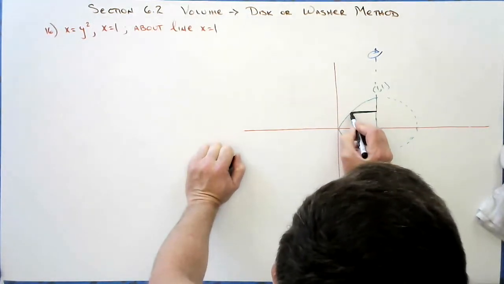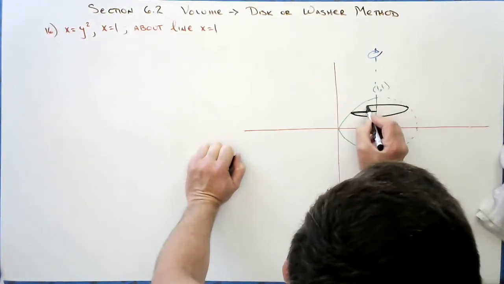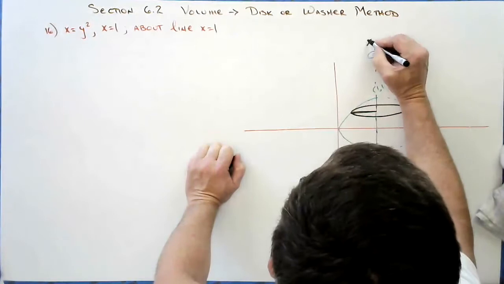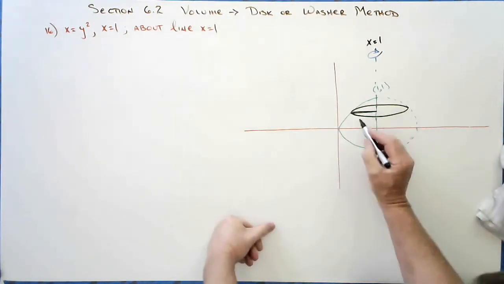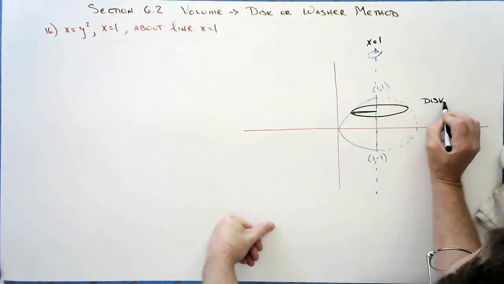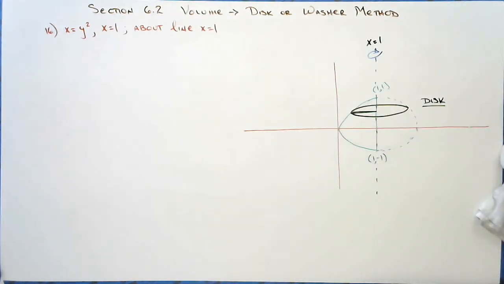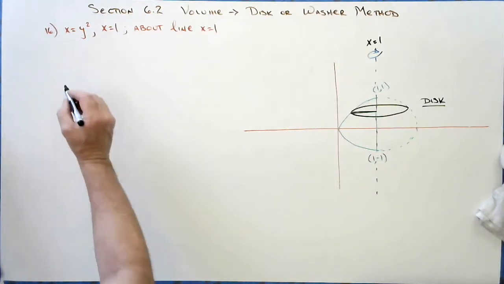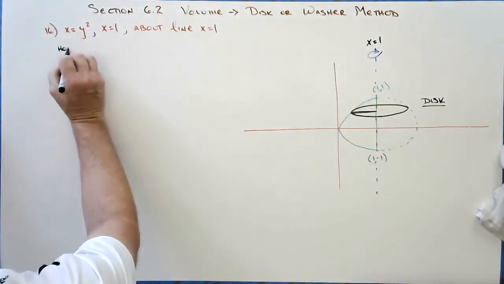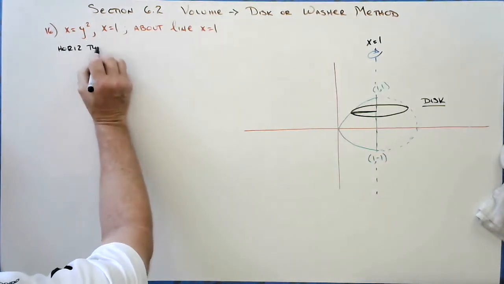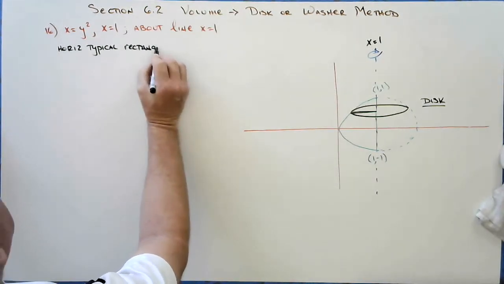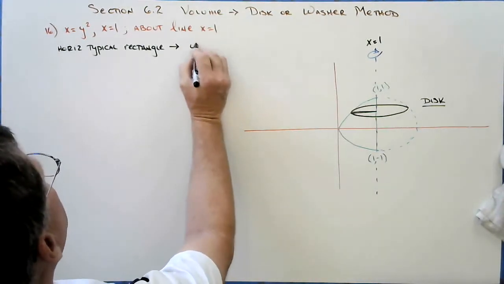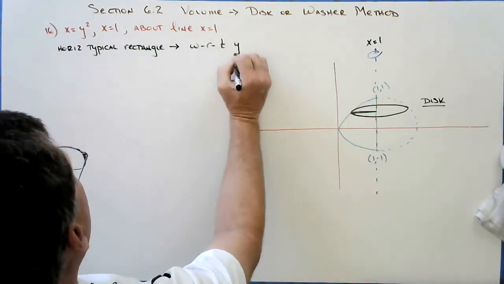And then when we rotate that around the line, remember we're rotating around x equals 1. When we rotate that, we don't get a washer, right? There's no hole in the middle. This is going to be a disc, right? We're going to use a disc here. This just forms a solid disc. Now, once again, we're integrating with respect to y, right? We have a horizontal typical rectangle, which implies that we're going to integrate with respect to y.